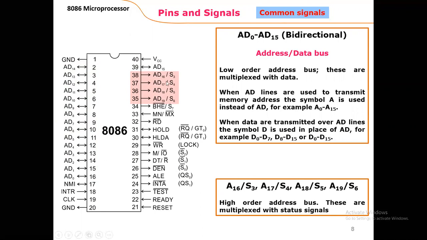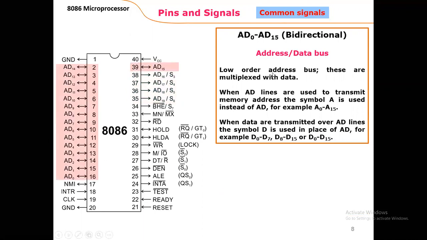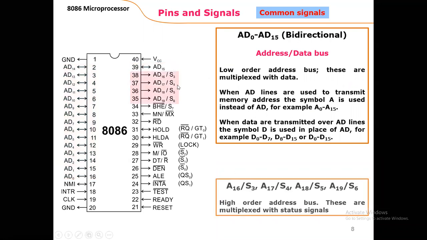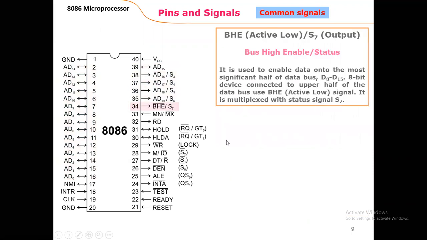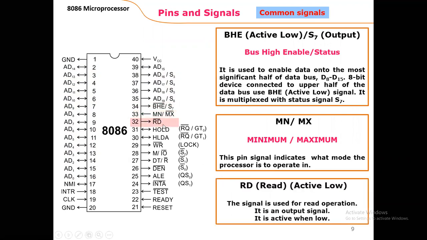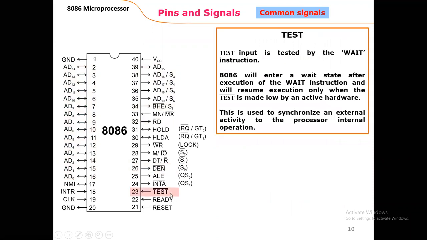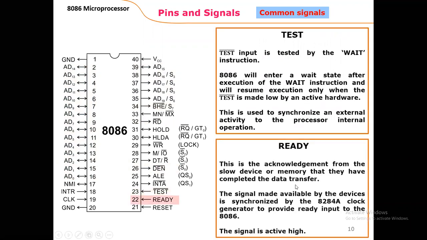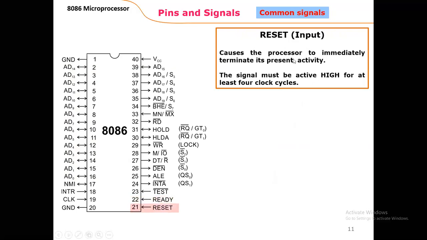So this part is discussed. Highlight this part, these 16 lines. This presentation slide is very interesting. Then this is BHE, bus high enable. All parts are discussed. This is the minimum and maximum mode pin. This is the read signal, this is the test signal, this is the ready pin, and this is the reset pin.